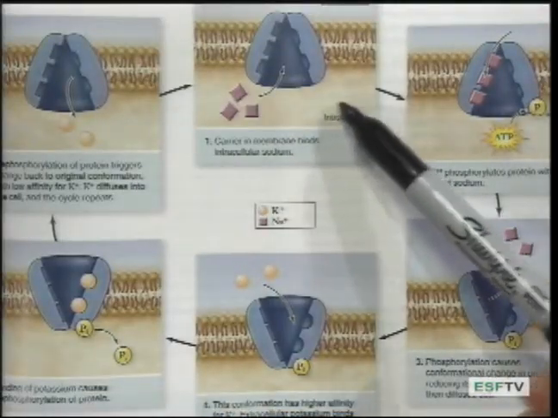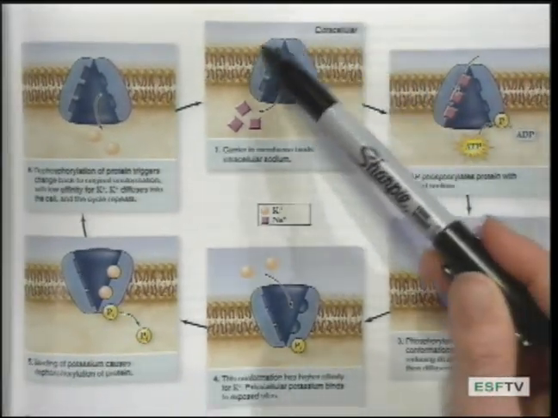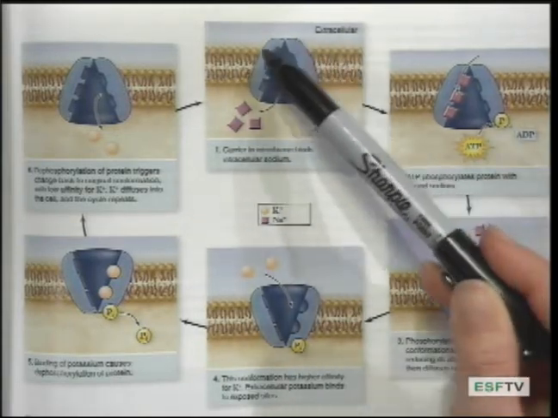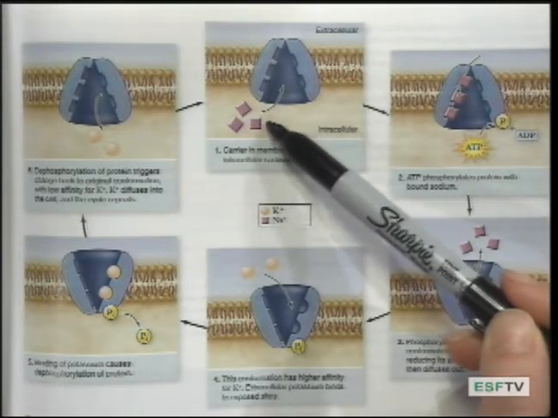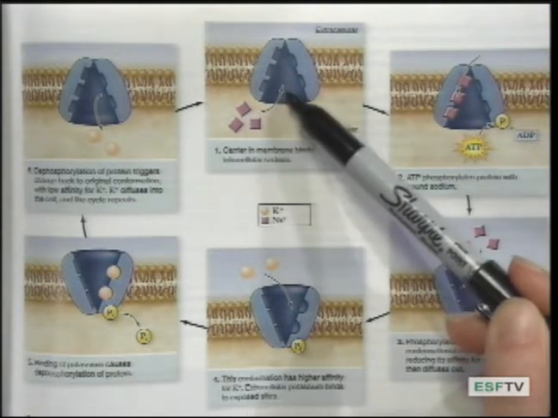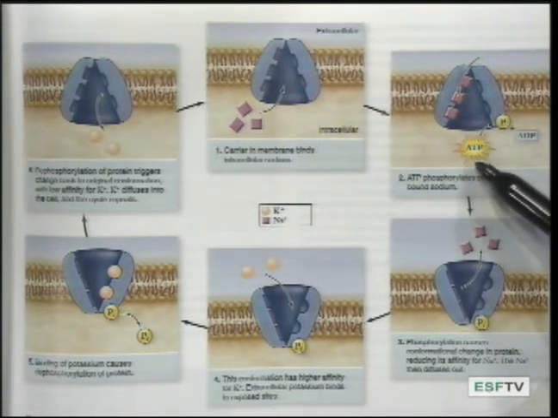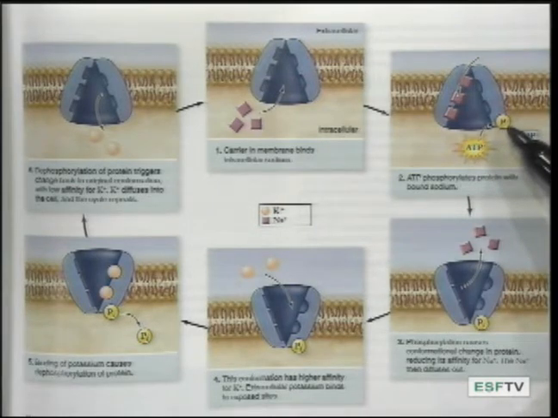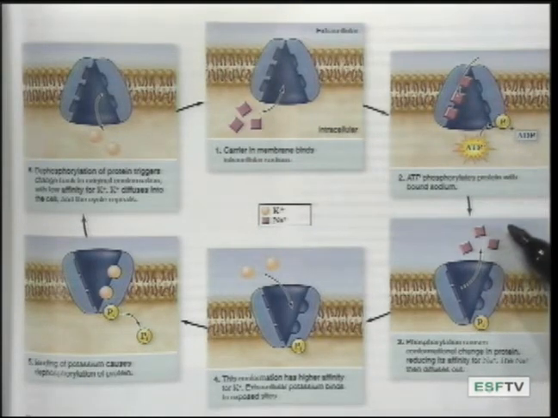So this is the inside of the neuron and this is the outside of the neuron, and this is a receptor protein within that membrane. This receptor protein is attractive to sodium ions that are inside of the neuron. The sodium ions go into the receptor protein and bind. Then along comes ATP and phosphorylates the protein with its bound sodium, which causes a conformational change so that the sodium is sent out to the extracellular area, so outside of the membrane.